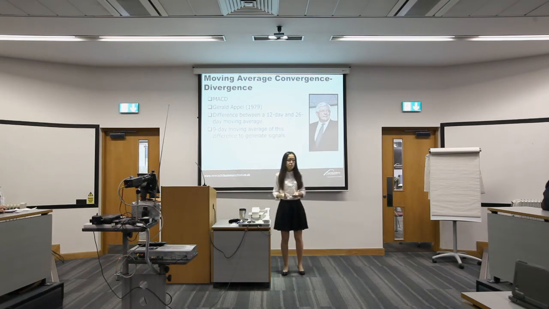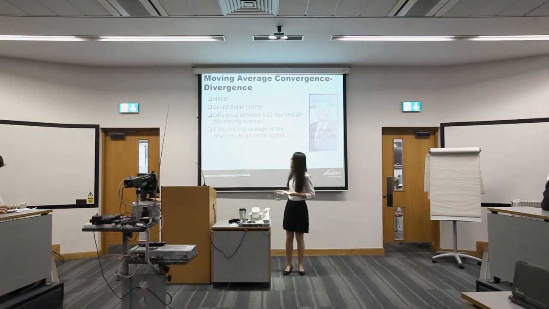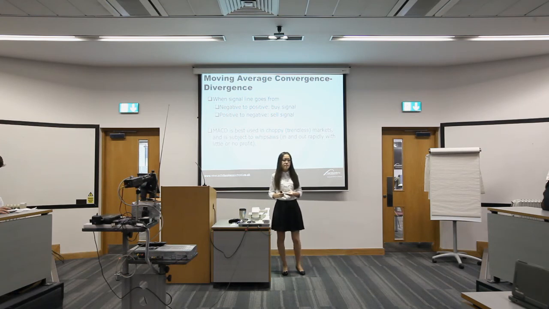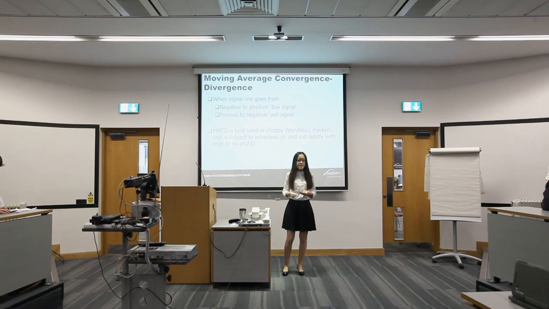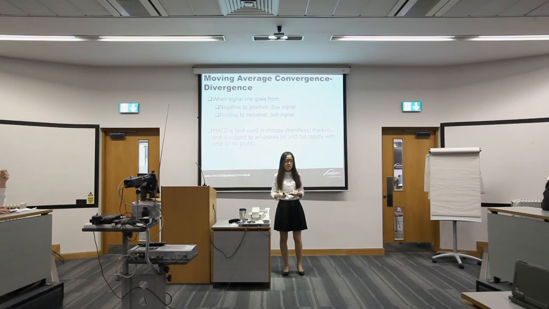To keep track of a moving average crossover system, moving average convergence divergence, which is called MACD, was developed by Gerald Appel. He defined MACD as the difference between a 12-day and a 26-day moving average. A 9-day moving average of this difference was used to generate signals. A buy signal is generated when the signal line goes from negative to positive. If it goes from positive to negative, it is a sell signal. MACD is best used in trendless markets and is subject to whipsaws. You can find more details from stock charts if you want.